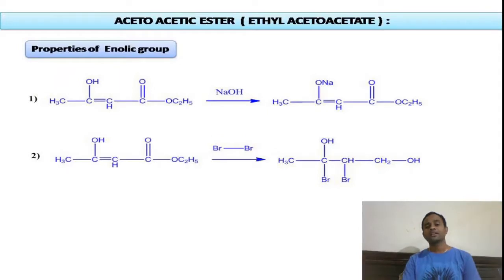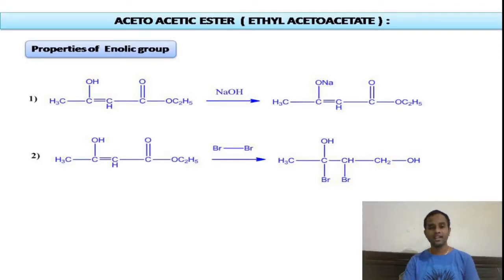Coming to the properties due to the enolic group, we have already seen that acetoacetic ester is involved in tautomerism and will be converted into the enolic form. Due to the presence of that enolic form, acetoacetic ester will also take part in the reactions of an enolic group, right? Here this enolic group is more acidic compared to regular alcohols. The hydrogen present on the enolic group is easily abstracted by bases like sodium hydroxide to give the sodium salt of the corresponding acetoacetic ester.